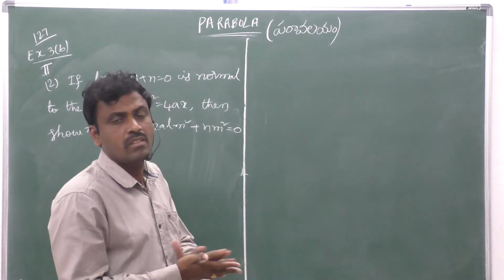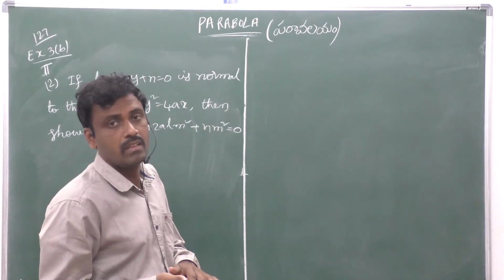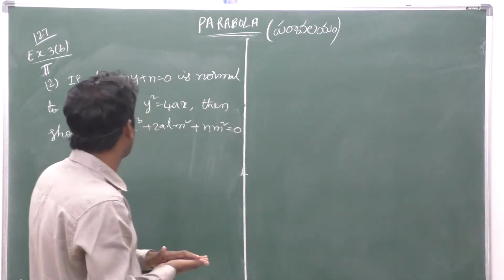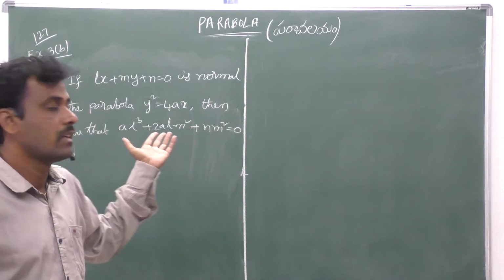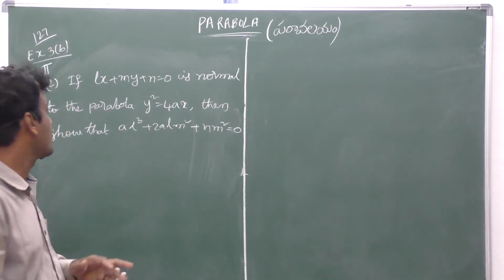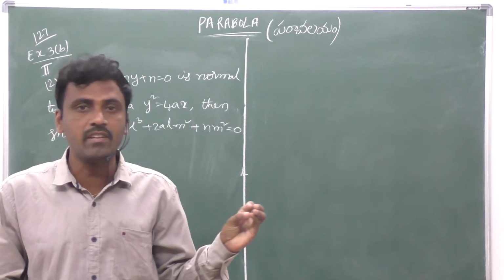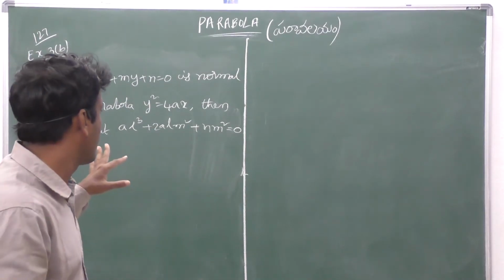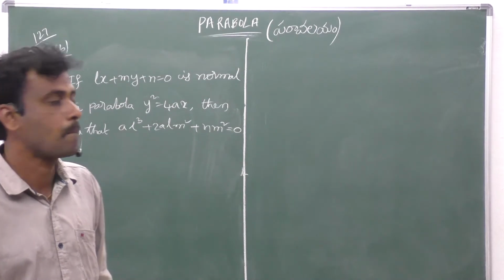Of course, tangent condition is c equal to a by m. In that method, given tangent is y equal to mx plus c, parabola is y square equal to 4ax. Here also parabola y square equal to 4ax, line lx plus my plus n equal to 0. Normal condition: al cube plus 2alm square plus nm square equal to 0. Very useful in objective, JEE Mains objective. Direct formula.